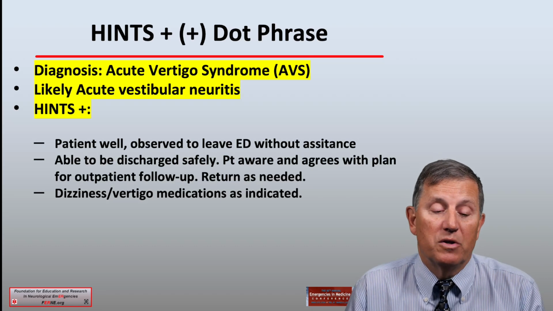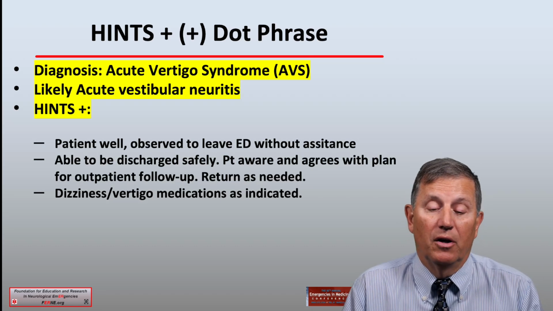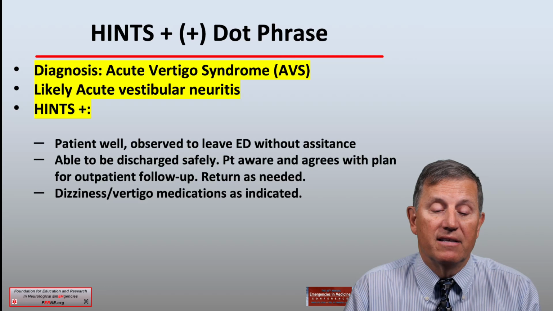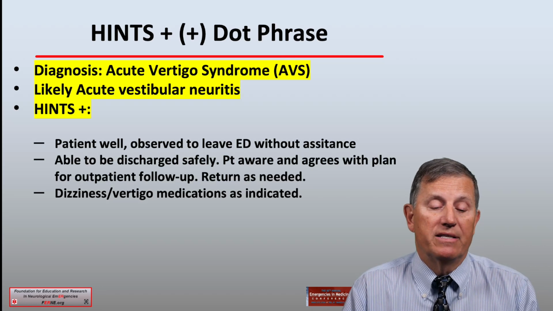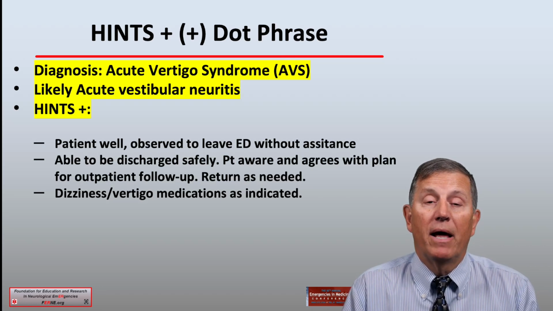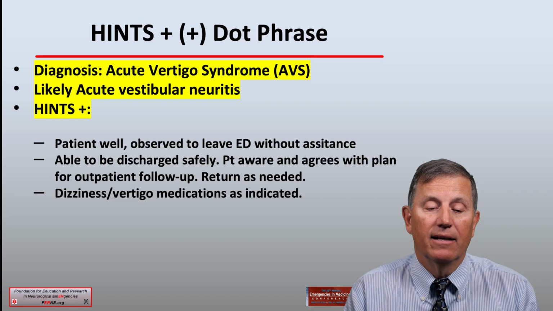In this patient, you would say the patient is well, observed to leave the emergency department without assistance, able to be discharged safely, patient aware and agrees with plan for outpatient follow-up, return as needed, dizziness, vertigo medications provided as indicated.